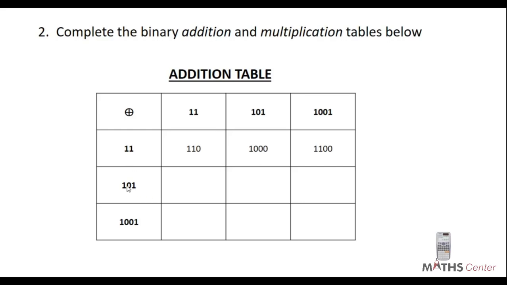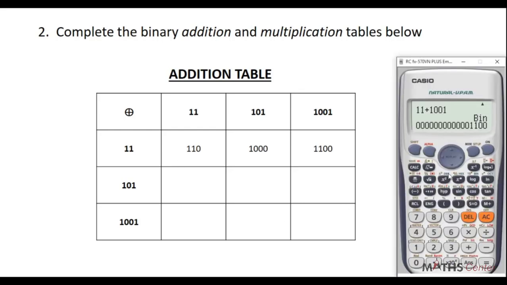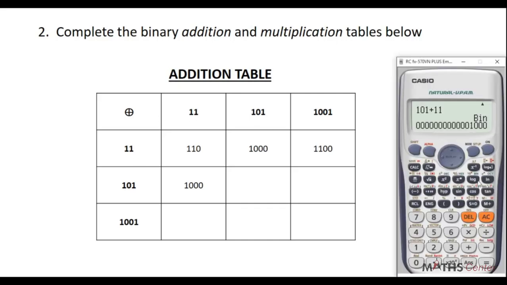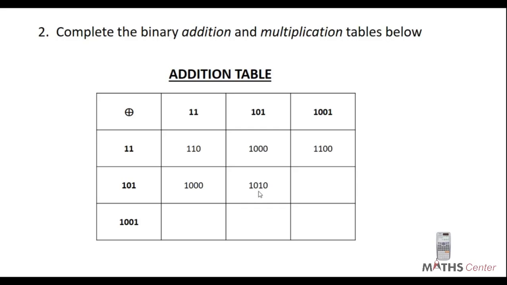So with this side you have 1 0 1 plus 1 1 to fill here. So you punch that on your calculator. You have 1 0 1 plus 1 1, and that will give us 1 0 0 1. So 1 0 0 1. Then 1 0 1 plus 1 0 1. So on the calculator we have 1 0 1 plus 1 0 1, and we have 1 0 1 0. So 1 0 1 0.